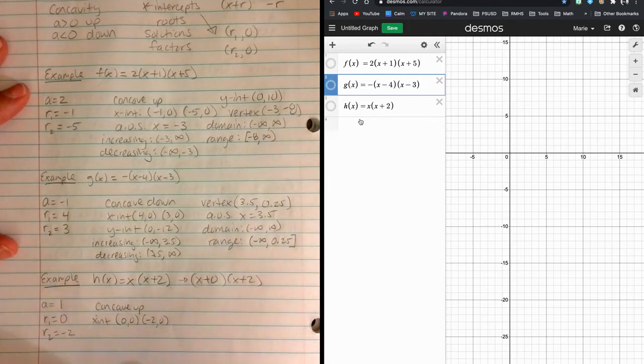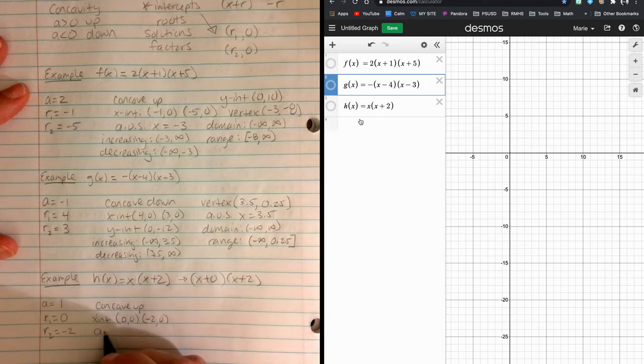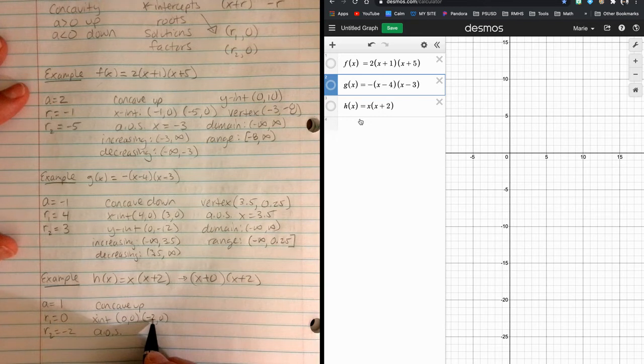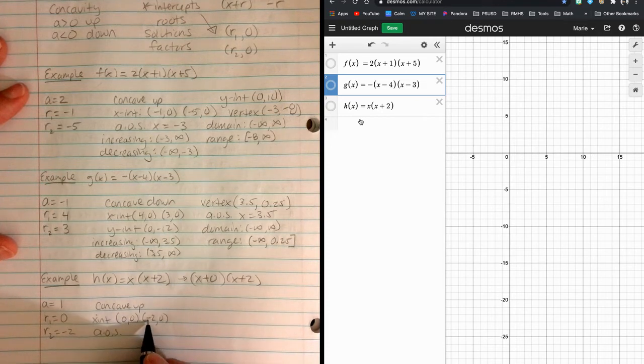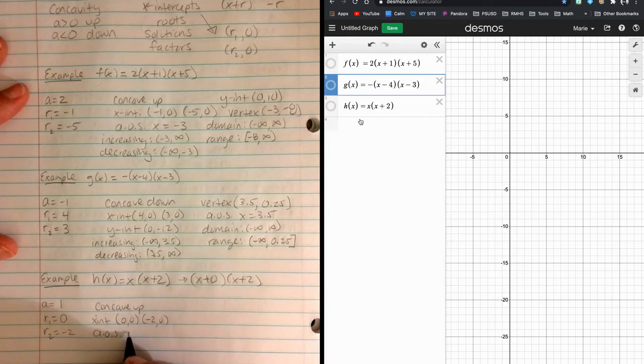And from there, do you remember how we find the axis of symmetry? Let's make a prediction this time. Let's see if we can do it. So if I'm at 0 and I'm at negative 2, what is that distance? That total distance is 2 units, correct? So what would halfway be between 0 and negative 2? Answer, negative 1.